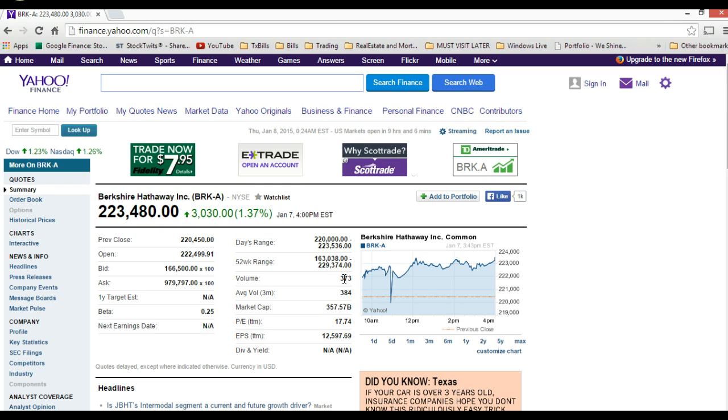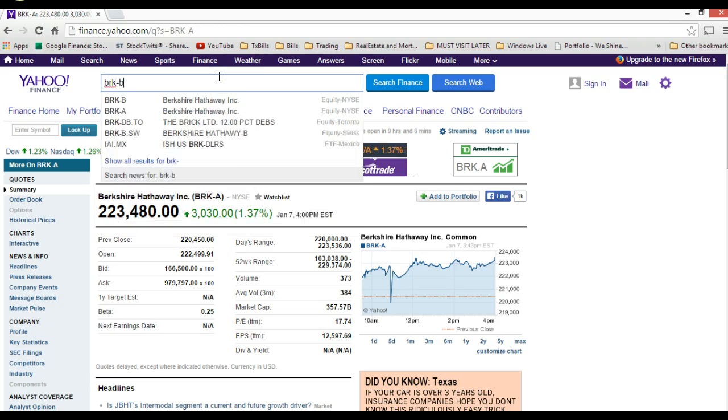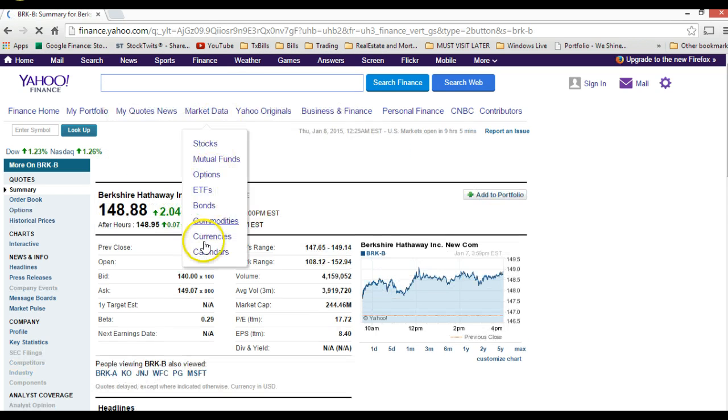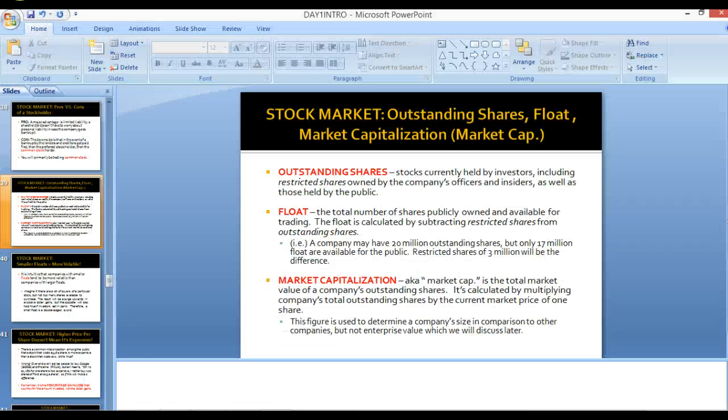That's crazy. I wonder who actually trades these stocks. I will never touch this stock ever. There's also Berkshire Hathaway Type B for people who cannot afford Type A. So if you want to trade Berkshire Hathaway, then $148 a share is a little bit more sane. All right, let's go back to the course.